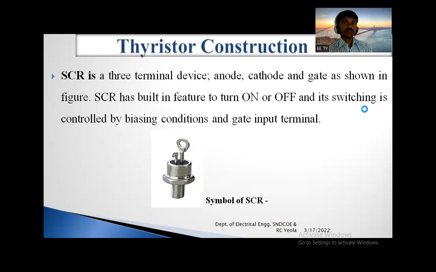Its switching is controlled by the biasing condition and the gate input signal. How can it be controlled? How is the switch controlled? Based on the signal given to the gate circuit. Clear? For example, I will show.